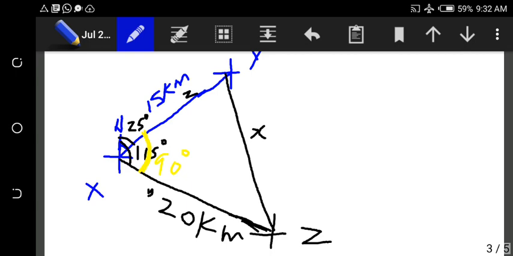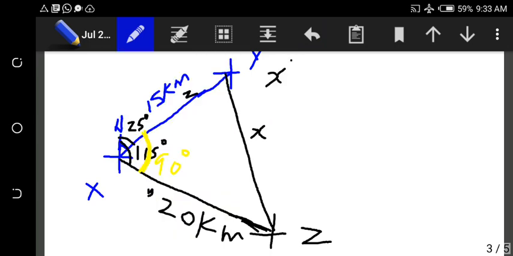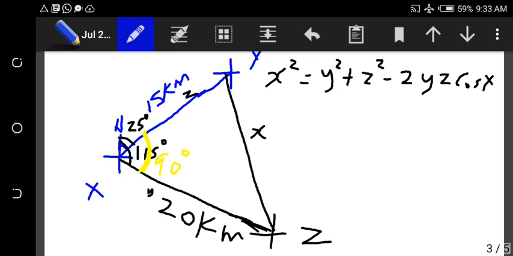Our cosine rule in this case, remember we're looking for x here. If we want to write it, it will be that x squared is equal to y squared plus z squared minus 2yz cos x. That is what the cosine rule will be. So we'll try to put in the values.